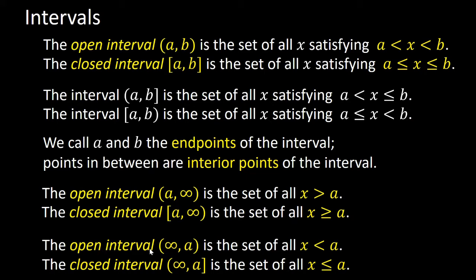And notice when you have these infinite or unbounded intervals, you can never have a square bracket at infinity because you cannot include infinity. It is not a number. Whereas you can include the number A or not, depending whether you want an open interval or closed interval.